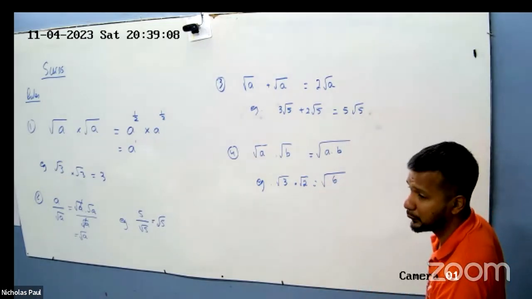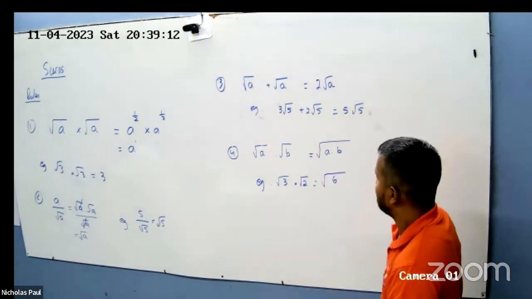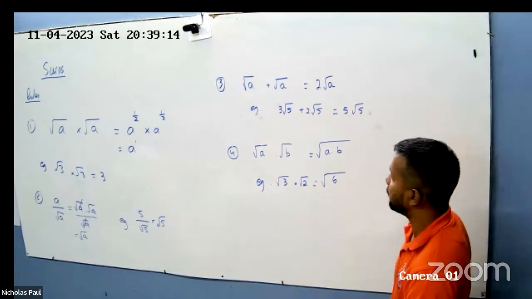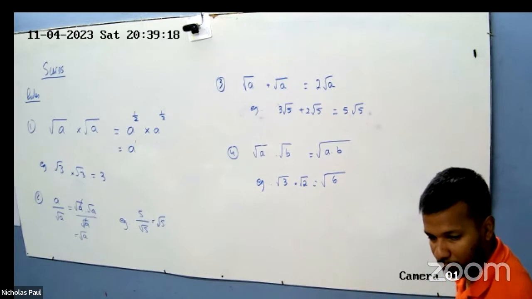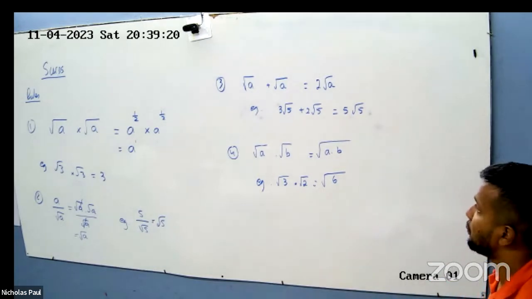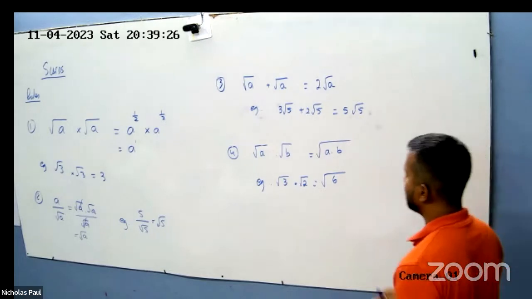Okay. So root 3 by root 2 is root 6. Right, we are almost done with the roots.